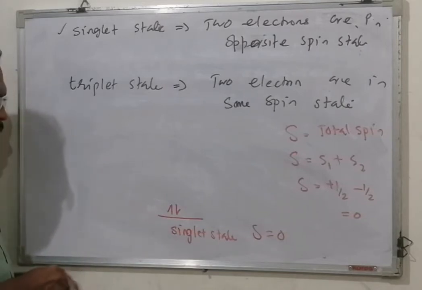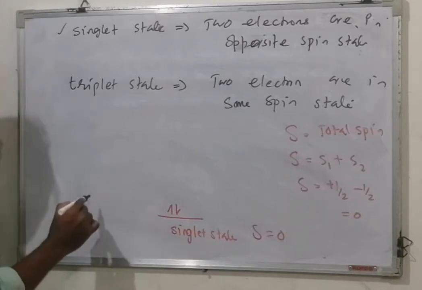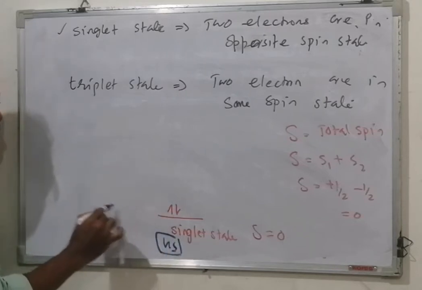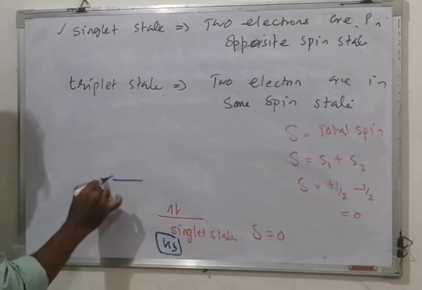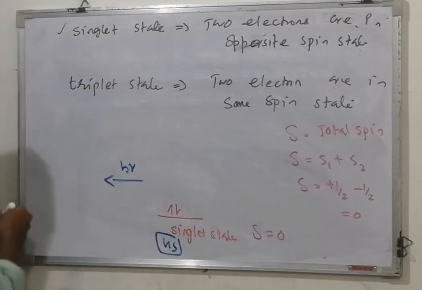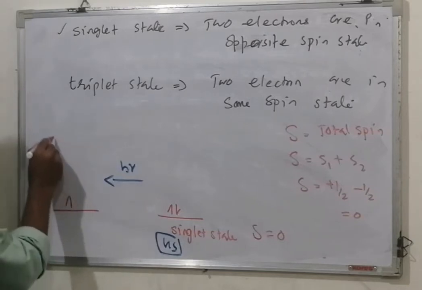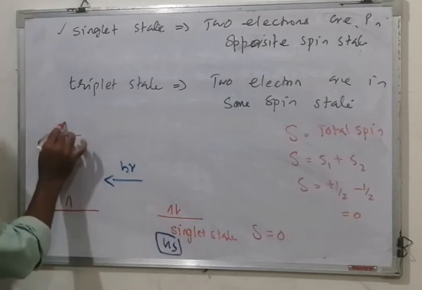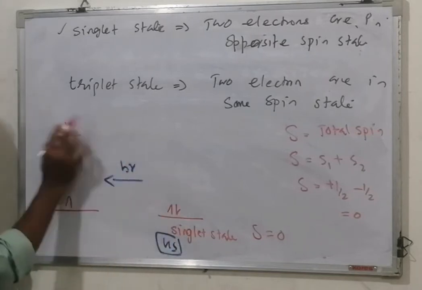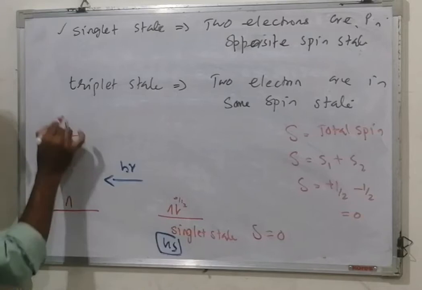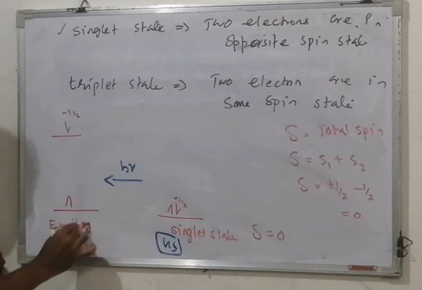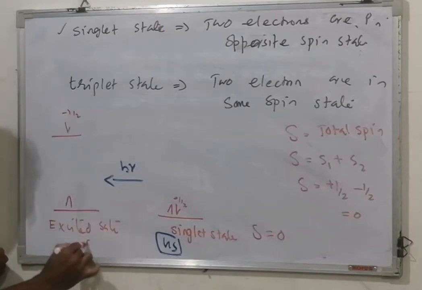Now you have two options. Suppose this is the ground state. Now one electron absorbs energy, you give h nu. This is your ground level. One electron is excited, suppose this electron is excited like this. Spin is preserved, this is, suppose, minus half, same minus half state here. Here the excited state is also in a singlet state.